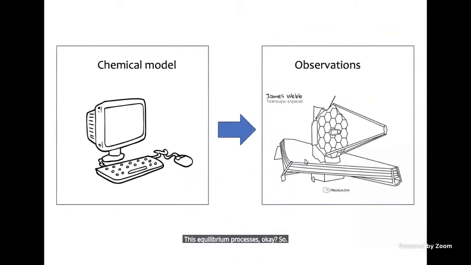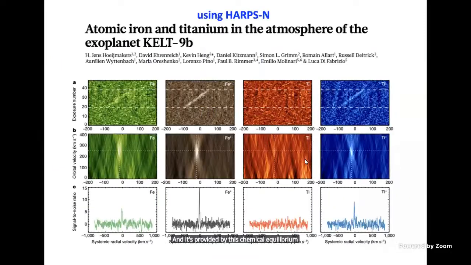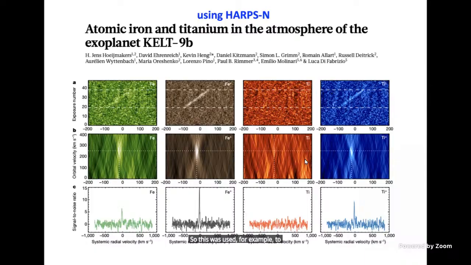So, an example of how models may help observations, I will give you now, and it's provided by chemical equilibrium. As I showed you, chemical equilibrium models are very good for ultra hot Jupiters, and they allow us to predict very accurately the abundance of the different species. So when these chemical equilibrium calculations were run, there were some predictions that, for example, atomic iron or ionized iron or other metals would be very abundant in certain types of atmospheres, and then the observations confirmed this prediction from these chemical equilibrium models.